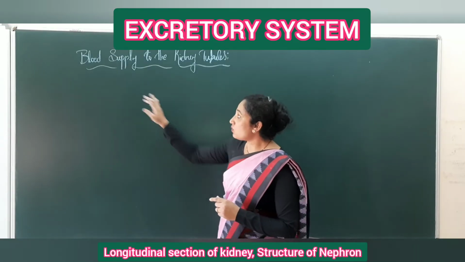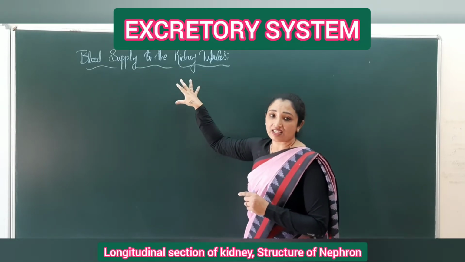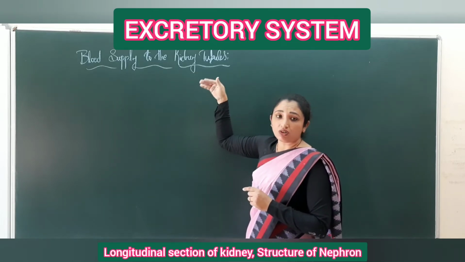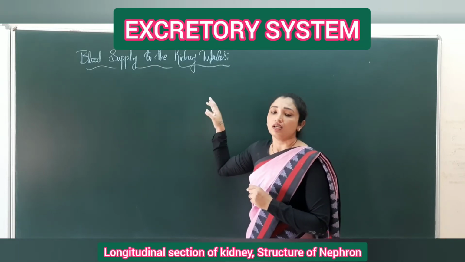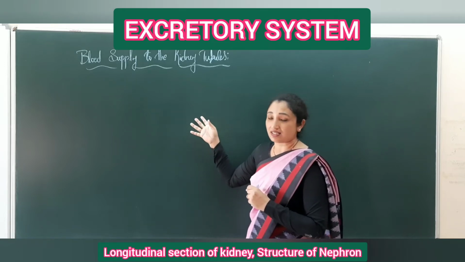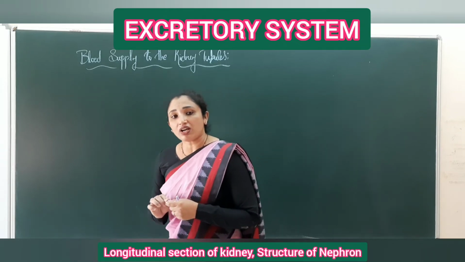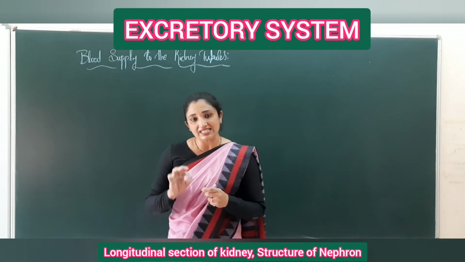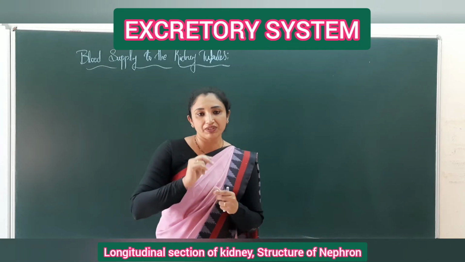Now let us see how blood is supplied to the kidney tubules, that is, how the blood enters into the nephron. Here, tubule means, as we spoke just a few minutes back, the different tubules: Malpighian tubule, proximal convoluted tubule, distal convoluted tubule, and the collecting ducts. Now you have to understand that blood enters the kidney through an artery known as the renal artery. So the renal artery brings oxygenated blood to the kidney.